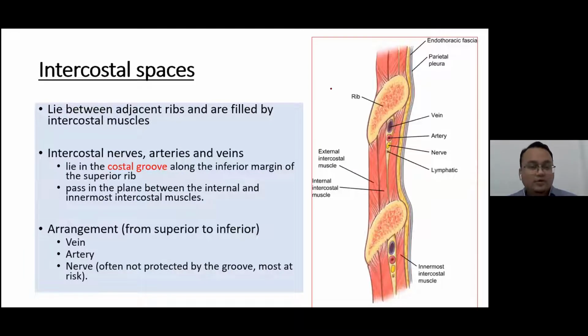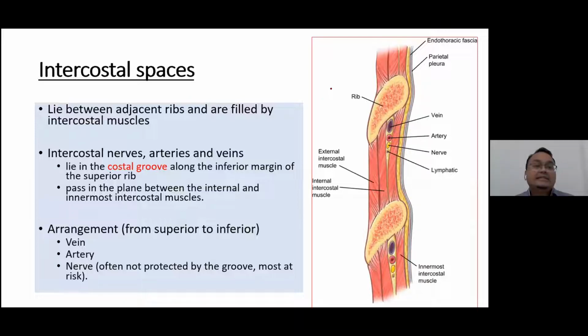Right, so then we come to the intercostal spaces. Are you all okay? Am I too fast? Okay. Sometimes I go too basic because I teach undergraduate students, but I think this is good revision if you follow along.